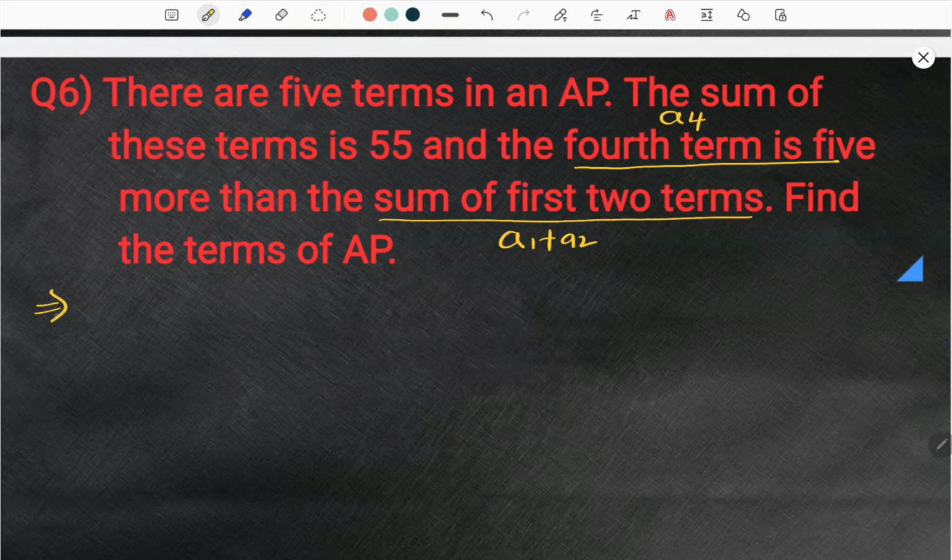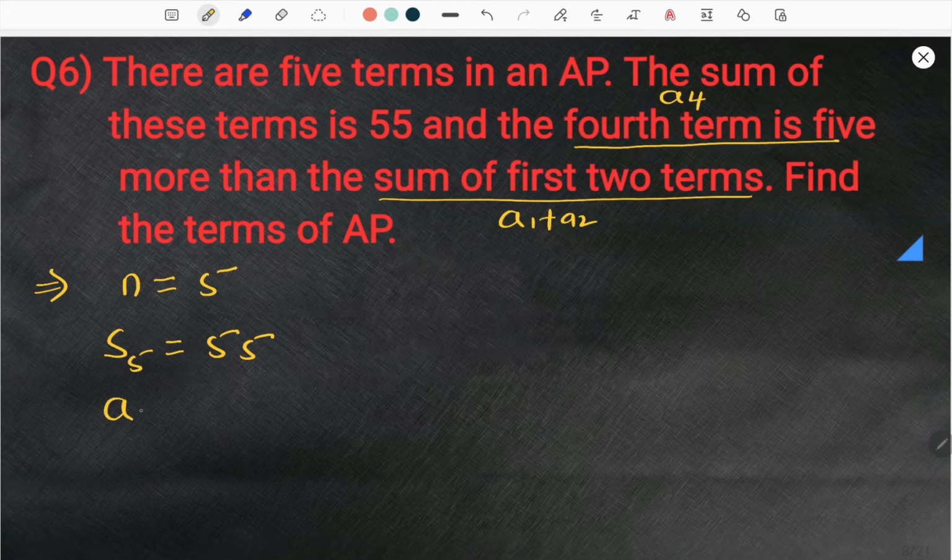Now look at this. There are 5 terms, n is equal to 5. Let me write that. And afterwards, sum of these 5 terms, S5, is equal to 55. That is also given. And the fourth term is 5 more. Fourth term is equal to 5 more, means plus 5, than the sum of first two terms. Sum of first two terms means A1 plus A2.